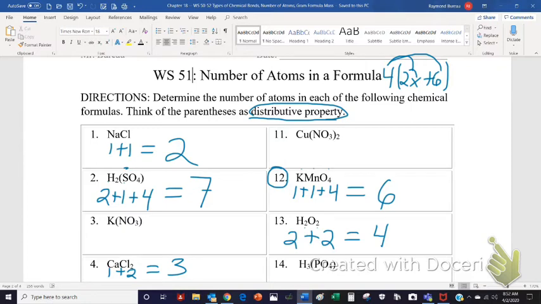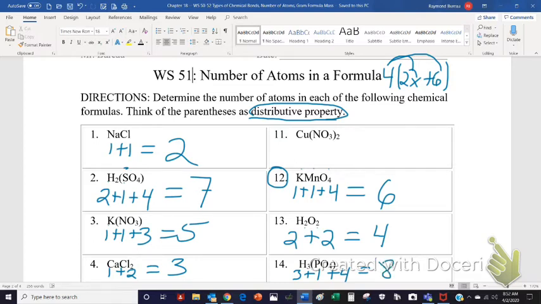And number 3, same thing. Potassium nitrate, 1 potassium, 1 nitrogen, and 3 oxygens. And so 5 total atoms. All right, same idea with number 14. 3 hydrogens plus 1 phosphorus plus 4 oxygens for a total of 8 atoms.